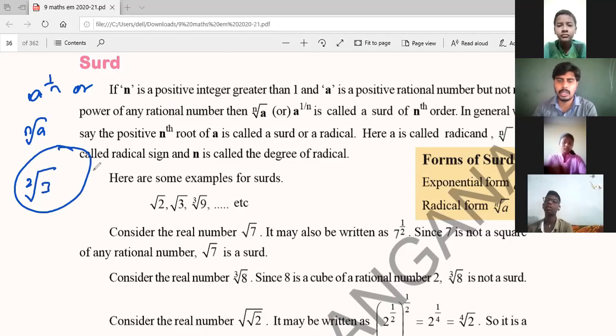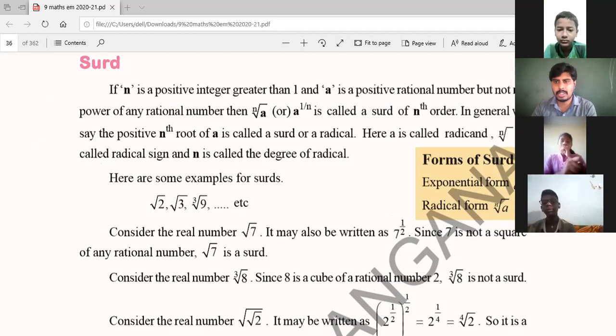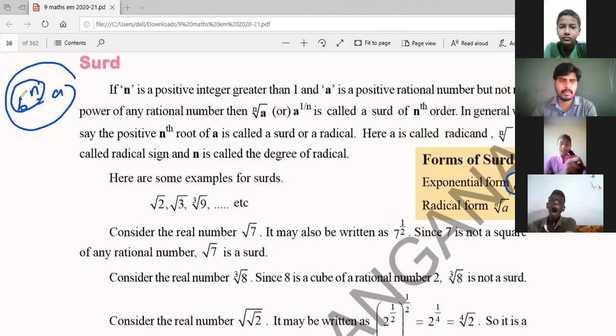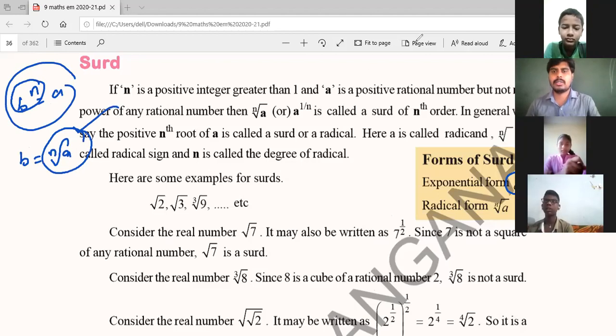Okay, what is the value of a? 3. What is n? 2. This we can also write as 3 power 1 by 2. Okay. So see here, this is the exponential form which we discussed in the previous case, right? If I convert this into the nth root of a, this is called radical form or surd. Radical form or surd we call.